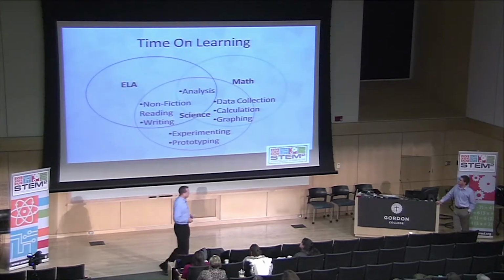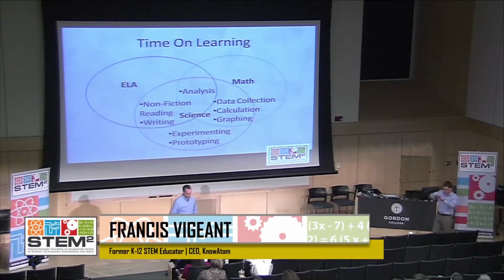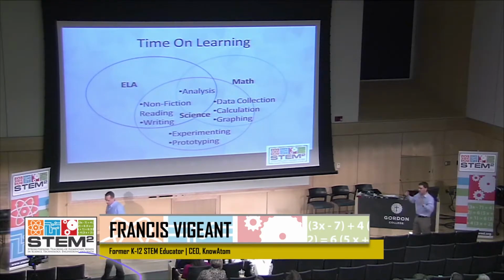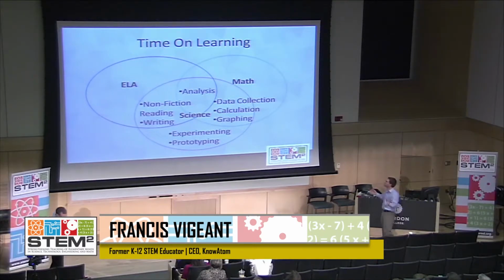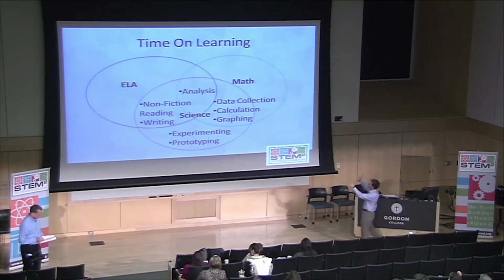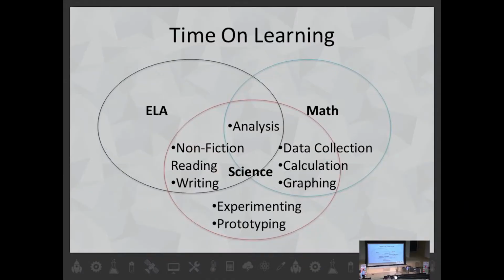So, time on learning. Some things with time on learning. If you're thinking about Common Core ELA and math and even social studies and other areas, art, we could create a circle for each of these different disciplines, and they would all overlay with each other, right? Kind of a Venn diagram. In the case of science, and we can lump in engineering and technology too, science requires nonfiction reading. It requires writing. It requires analysis. Depending on the type of analysis you're doing, that could be ELA. It could be math.